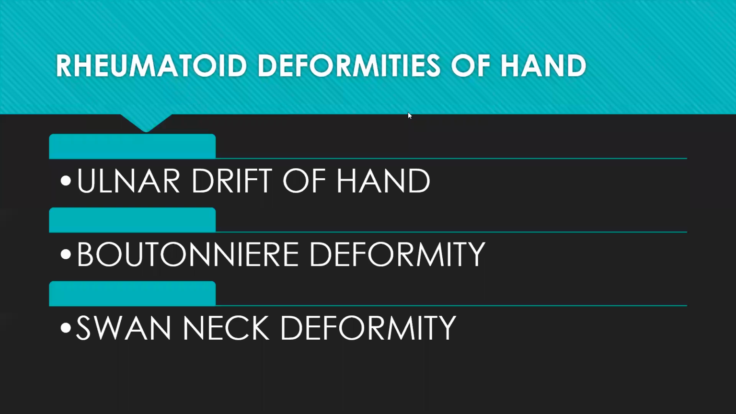Coming to deformities of the appendicular skeleton in adults, most commonly we can think about rheumatoid arthritis, osteoarthritis, and malunited fractures. Rheumatoid arthritis can cause various deformities in the hand and the foot. The various deformities in the hand are the ulnar drift of the hand, the boutonniere deformity, and the swan neck deformity.